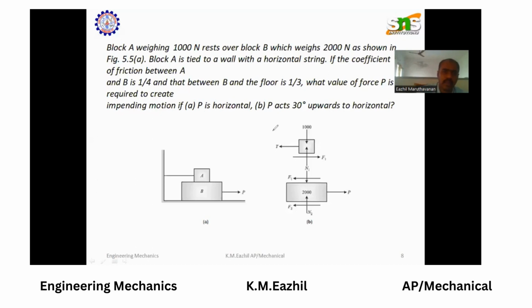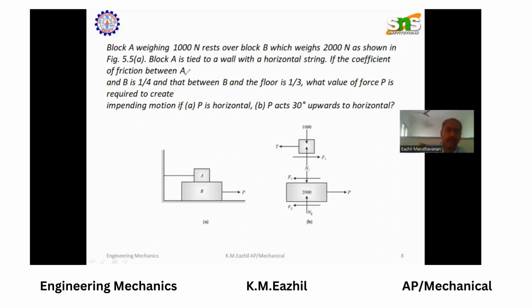We see a problem here. A block weighing 1000 Newton rests over a block B which weighs 2000 Newton as shown in the figure. Block A is tied to a wall with a horizontal string. The coefficient of friction between block A and B is 1 by 4, and that between block B and the floor is 1 by 3. What value of force P is required to create an impending motion if P is horizontal?